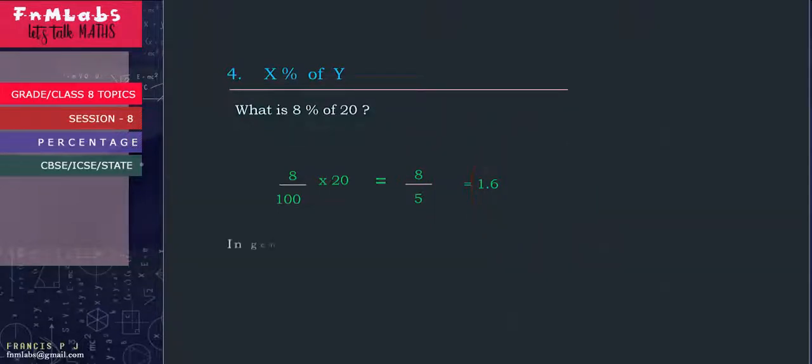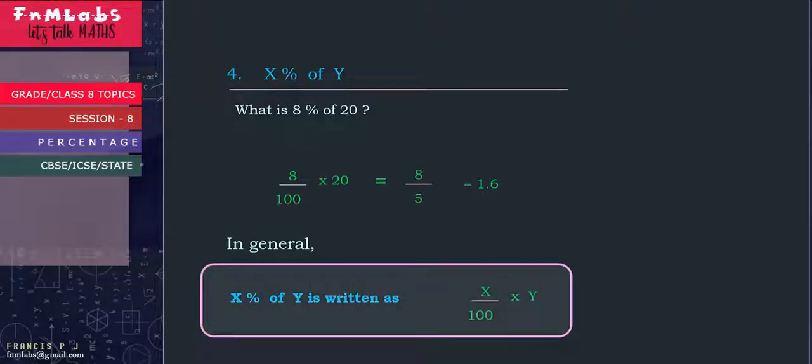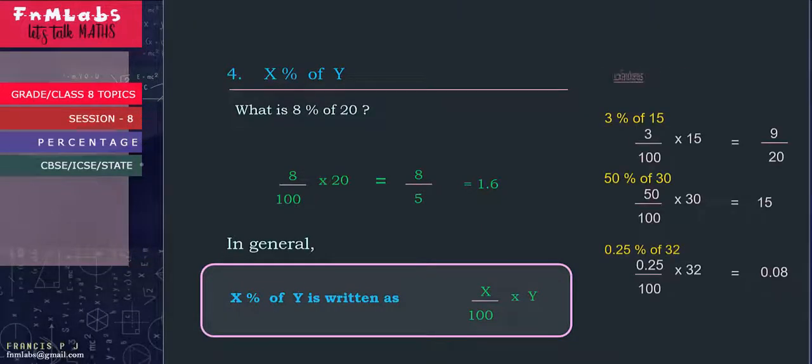So in general terms, x% of y is written as x by 100 into y. In the similar way, 3% of 15 is 3 by 100 into 15, which is 9 by 20. 50% of 30 is 50 by 100 into 30, which is 15. And 0.25% of 32 is nothing but 0.25 by 100 into 32, which amounts to 0.08.